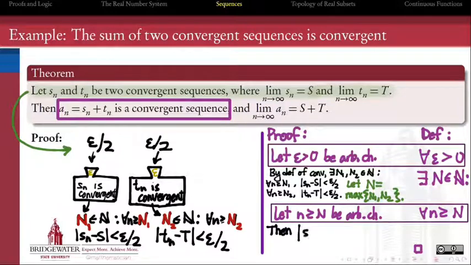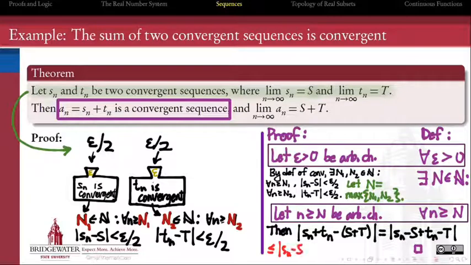Then the absolute value of Sn plus Tn minus the quantity S plus T is equal to, and here we're using the same algebra that we used on our scratch paper, Sn minus S plus Tn minus T. And then we apply the triangle inequality the way we did on our scratch paper, less than or equal to absolute value of Sn minus S plus absolute value of Tn minus T. But because we know that little n is greater than or equal to capital N, which is the max of n1 and n2, that means that this clause is satisfied, n is greater than or equal to n1, and therefore Sn minus S is less than epsilon over 2.